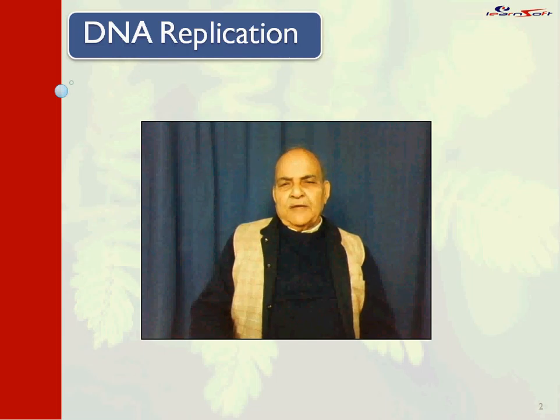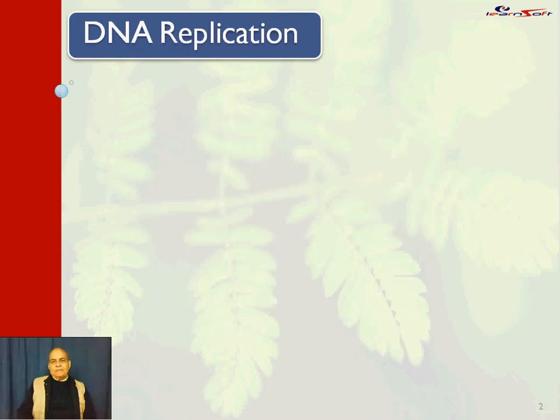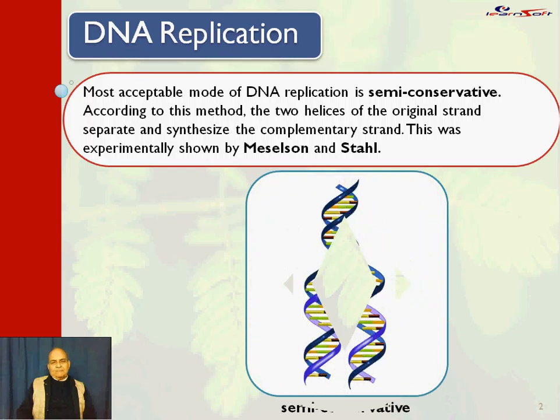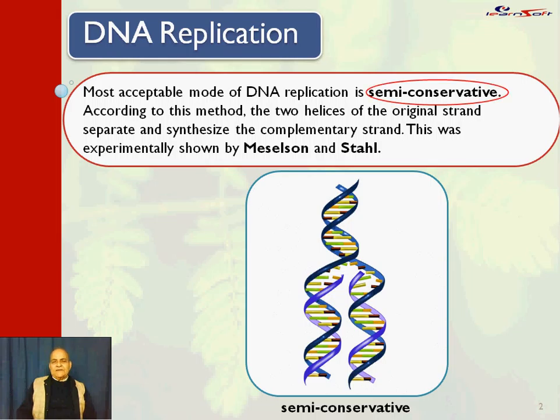We do not have any evidence to prove that DNA replicates in dispersive or conservative mode of replication, but we do have evidence for the semi-conservative mode of replication. In semi-conservative mode, as you know, the DNA consists of two strands, that is, two helices of the original strand. They separate and they synthesize the complementary strand. That is how it replicates in a semi-conservative method.